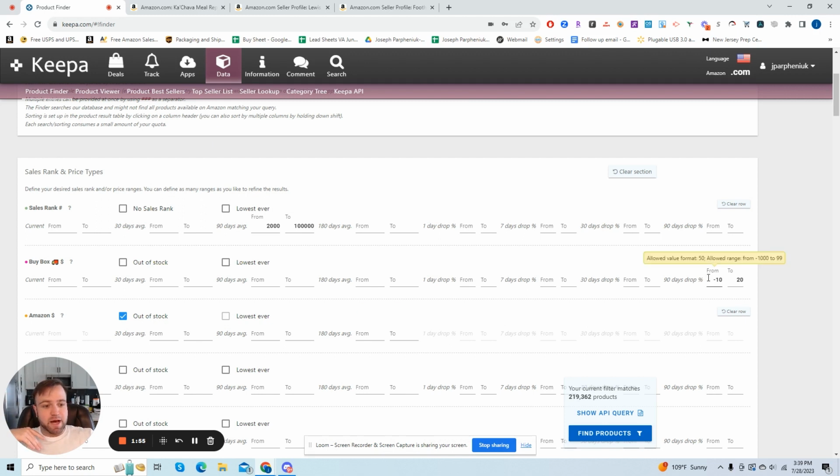And the next thing is the buy box price, which is negative 10 to 20% in the 90-day drop. So this means that the buy box price has not dropped by more than 10% or increased by more than 20%. The idea is to give you a stable keeper, so that's why I have that set.